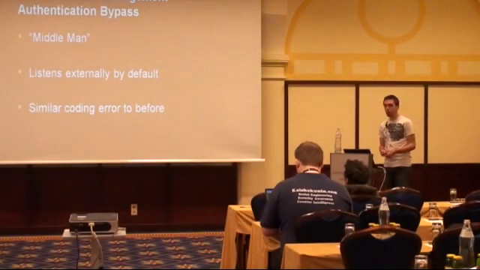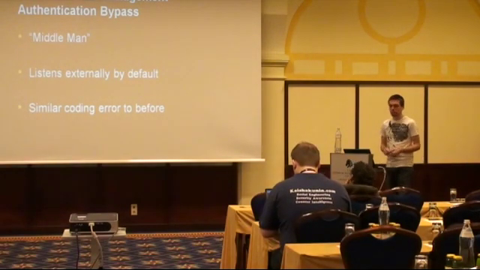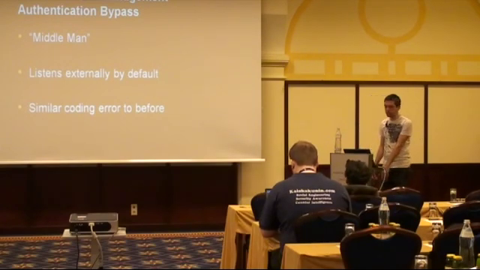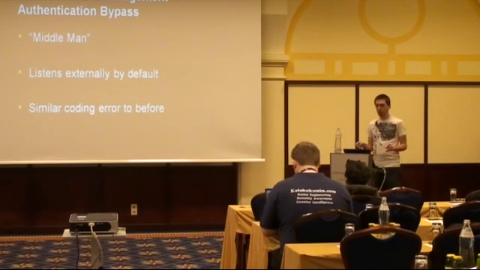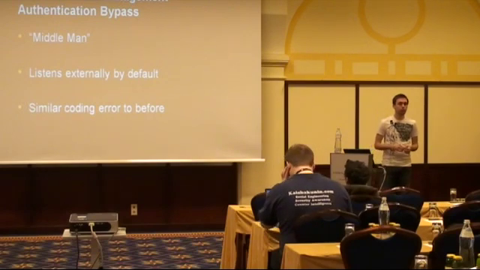Okay, moving on. Another new vulnerability. There's a service known as the DB management service, which runs on port 505 on the deployment server. So now we're moving on to attacks against the deployment server itself. It's known as a middleman. It listens externally by default, and there was a similar code error in this.